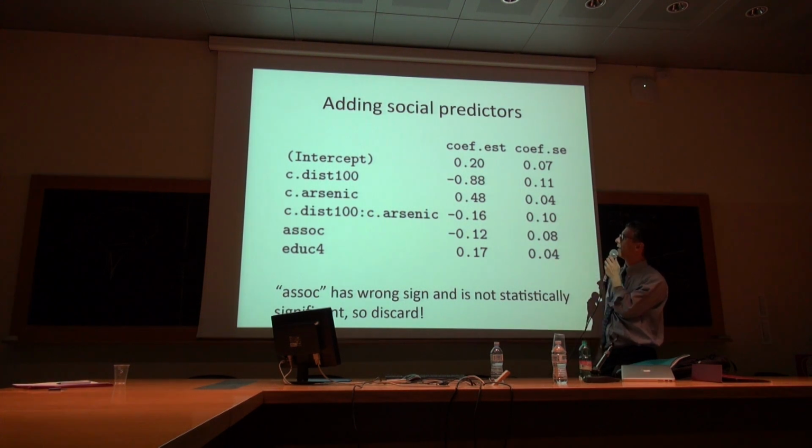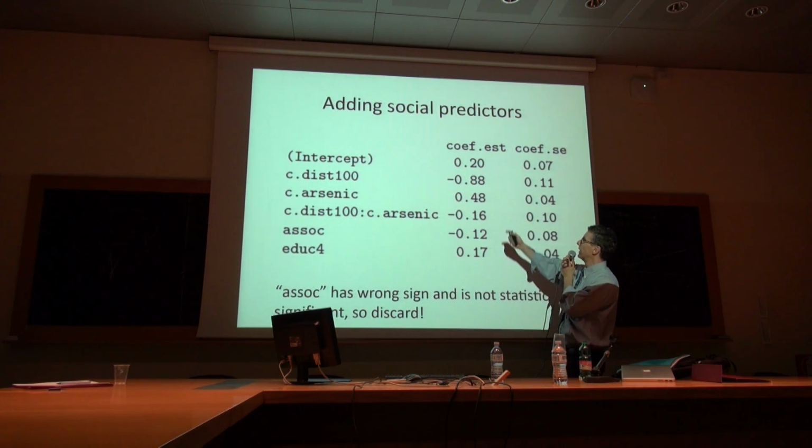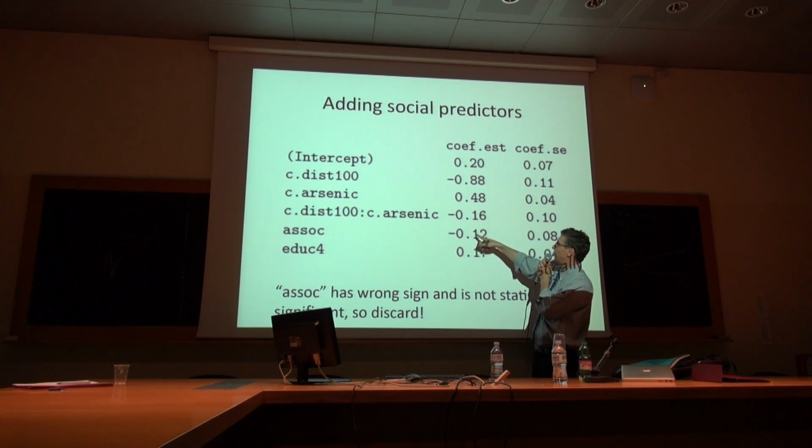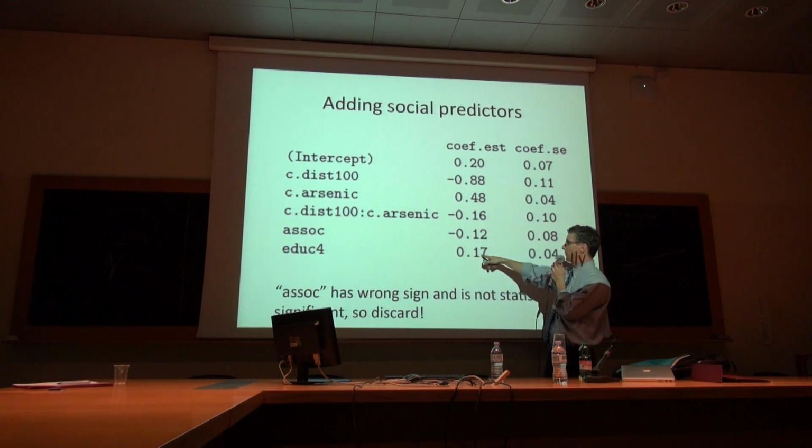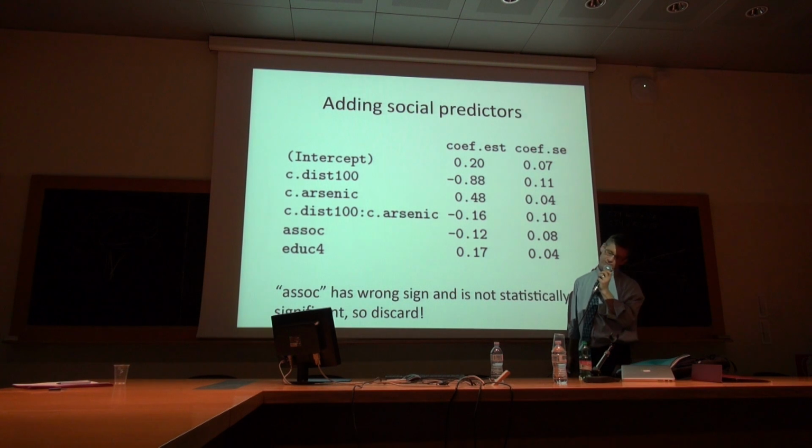But first, I added a couple more predictors. So we had centered distance, centered arsenic, the interaction. Then I added whether you were a member of an association or not, and your education level. Educ4, that's your education level in 4-year units. Education was the number of years of schooling, so it's typically between 0 and 12 or 16. So what's the predictive power of one more year of schooling? It's sort of too small to interpret.